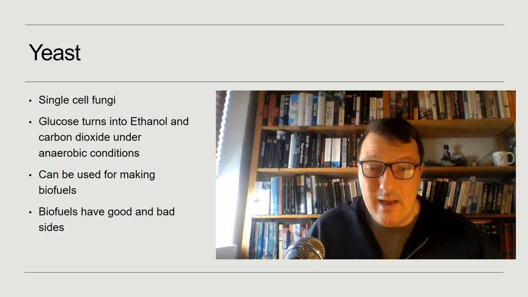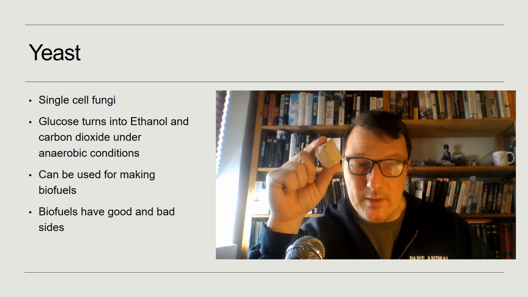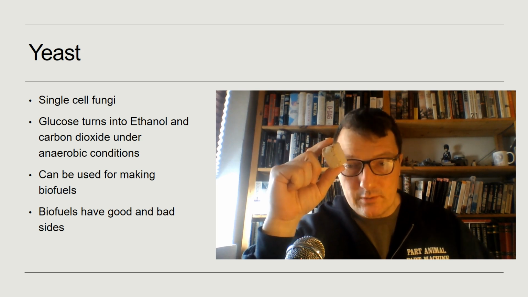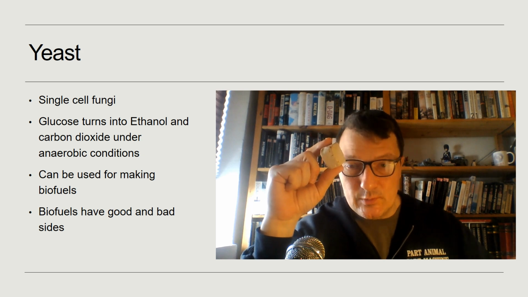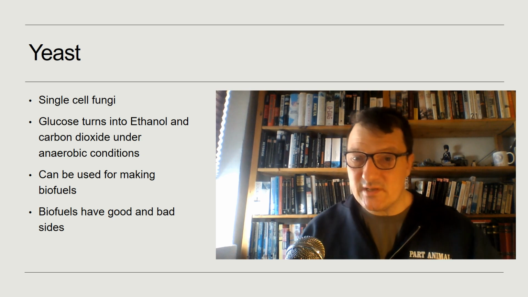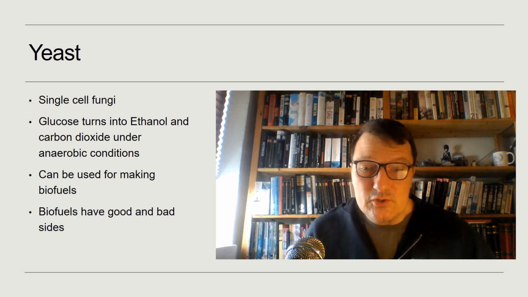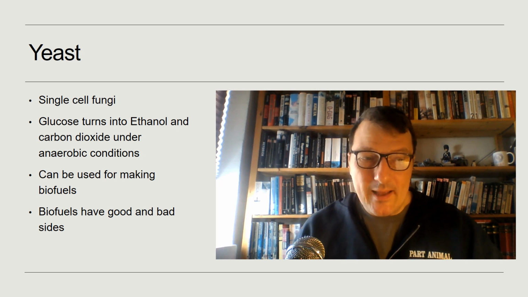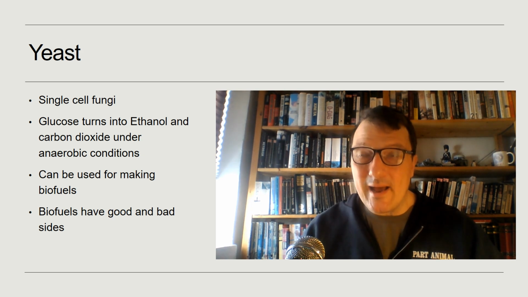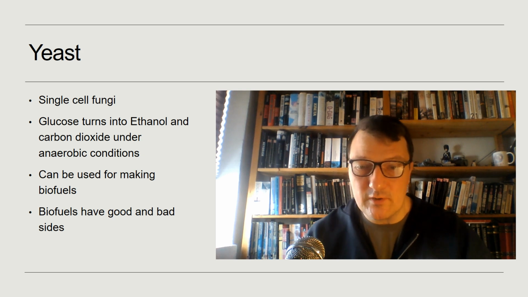We'll later talk about how to make bread, but if the fungi here are kept under anaerobic conditions, meaning no oxygen, then they will convert sugar, glucose, into CO2 and ethanol, alcohol. This is the process that's being used when we make wine and beer, but it can also be used for making biofuels. And when we make biofuels, we take organic matter and break it down, and it's turned into ethanol, which can be used for fuel for cars.